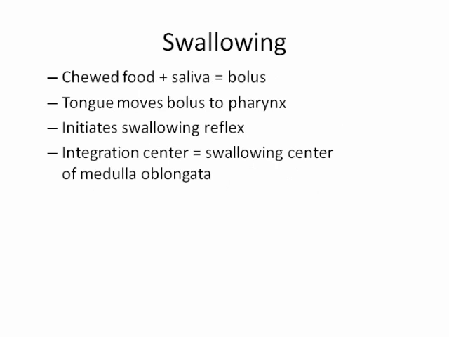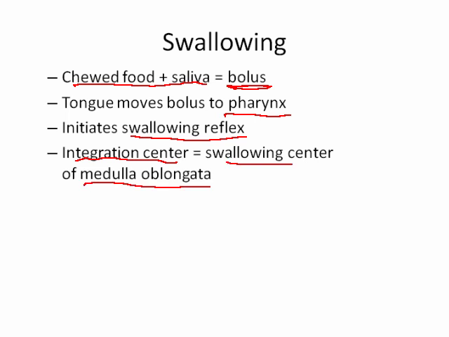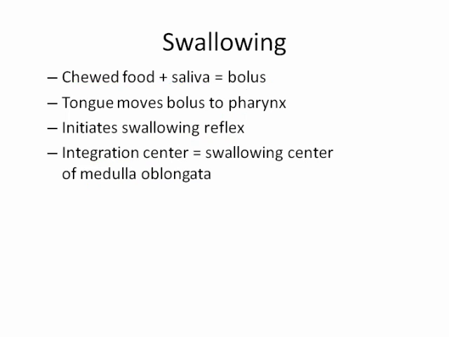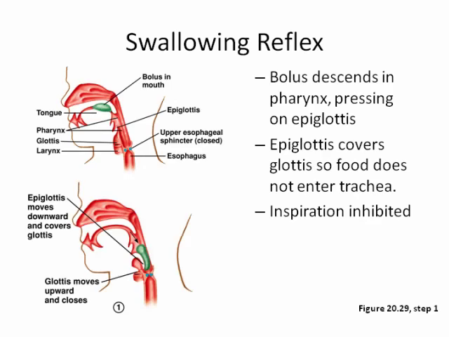Once food is chewed, it has to be swallowed. So the chewed food and the saliva together we refer to as a bolus. The tongue moves the bolus back to the pharynx, which initiates a swallowing reflex. The integration center for this reflex is in the medulla oblongata, what's called the swallowing center of the medulla oblongata. Several steps to the swallowing reflex. It would take several slides to look at it.